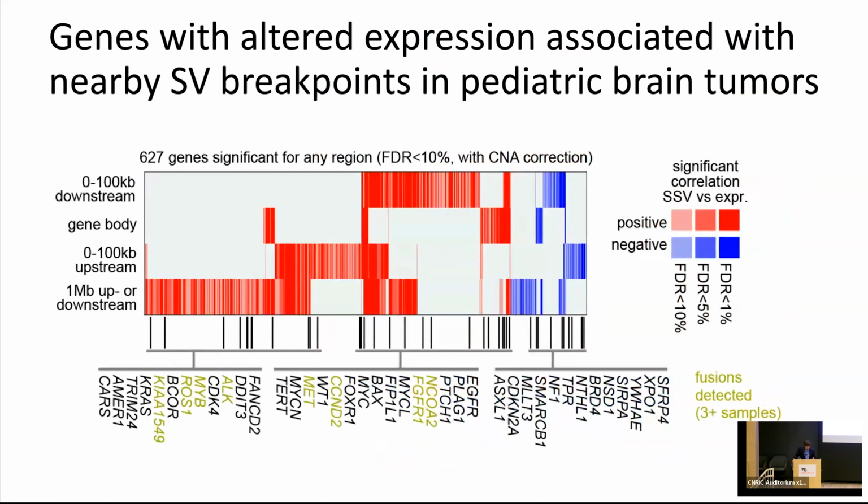Shown here are the 627 genes significant for any region window examined. The genes in red are those that have a significant positive correlation between SV breakpoints and expression, genes in blue, those with negative correlation. And among the positively correlated genes would include many known oncogenes as well as gene fusion events. And then those negatively correlated would include some well-known tumor suppressors such as NF1, SMARCB1, and CDKN2A.